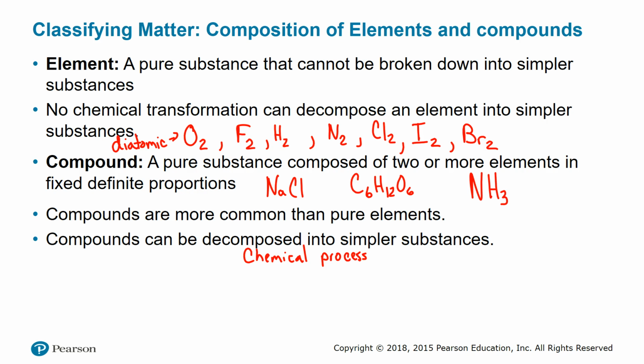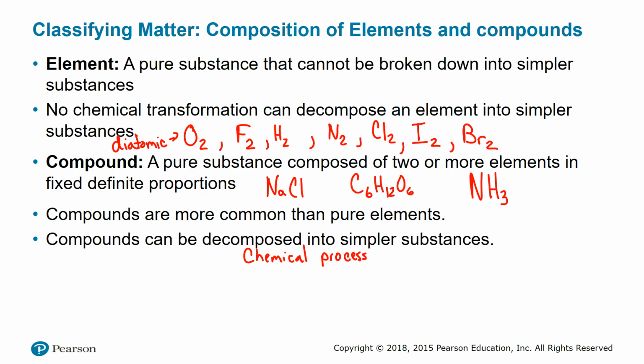Now, in nature, when we look at oxygen, most of the time it's going to be O2. Sometimes oxygen is even O3, ozone. But most of the time when we find oxygen, it's O2. Fluorine is a diatomic F2. Hydrogen, H2. Nitrogen, N2. Chlorine, Cl2. Iodine, I2. And bromine, Br2.